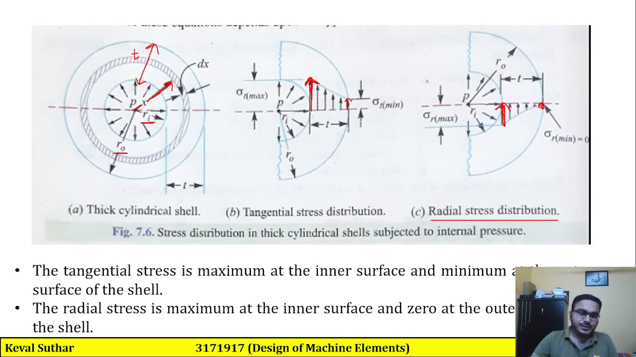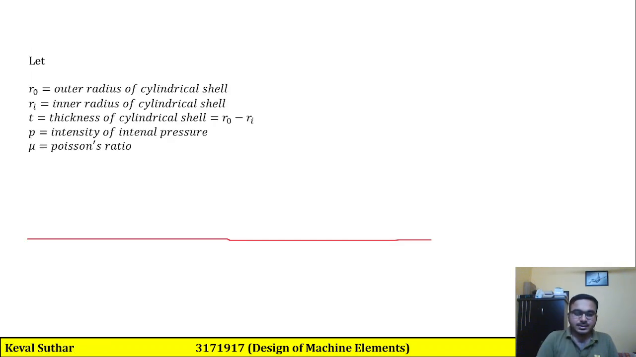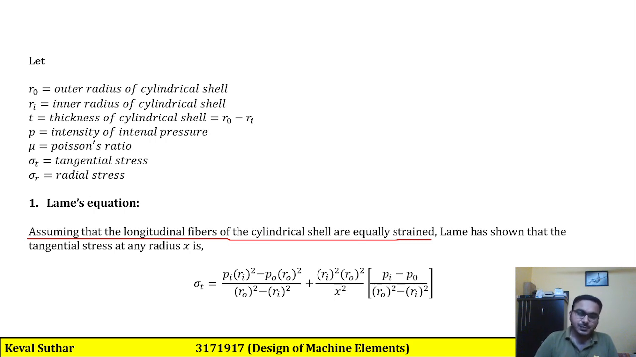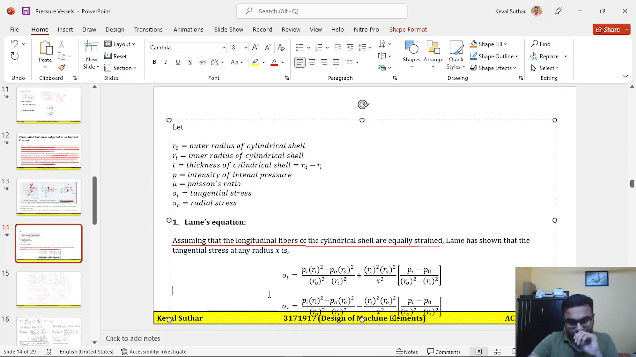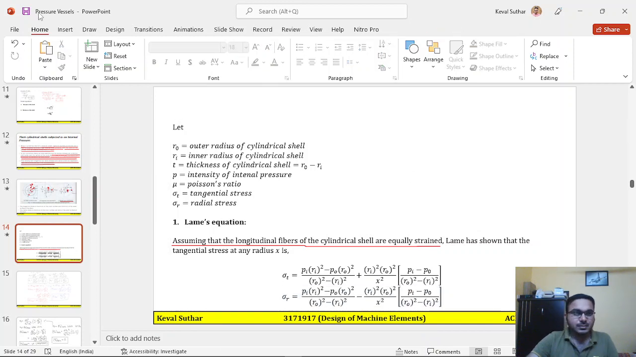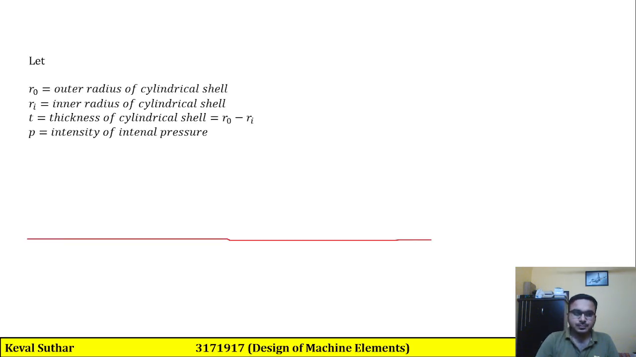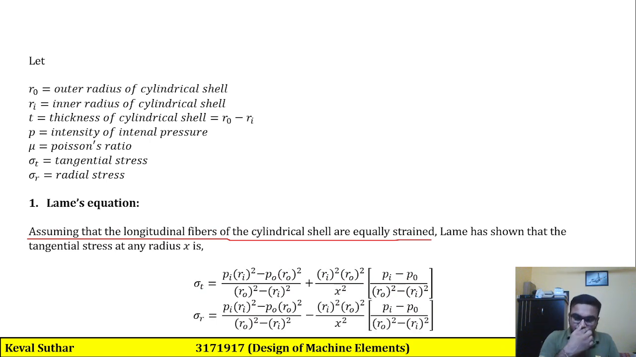So this is the figure of the thick cylindrical shell, in which we discussed the tangential stress distribution and radial stress distribution. We took a small infinitesimal strip having thickness dx and located at a distance of x from the center of the shell. And then these are the nomenclatures, and we first introduced Lame's equation for the tangential stress and the radial stress. Let me change this somewhat so that it is easy to understand. I think now it is properly visible. There it is. So sigma T and sigma R.